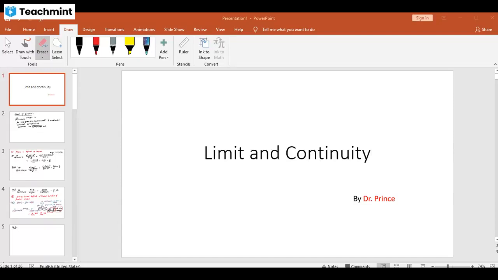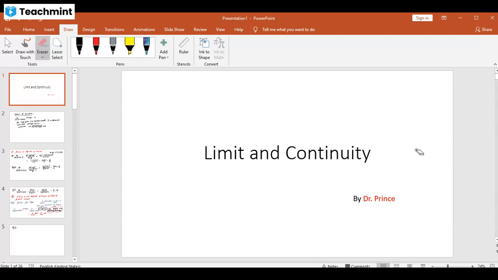Hello students, this video is a continuation of the previous video, which was the introduction to the limit topic. There we discussed the definition of the limit of a function. We discussed how to calculate the neighborhood of a point, and we found that the neighborhood of a point is basically a circle.